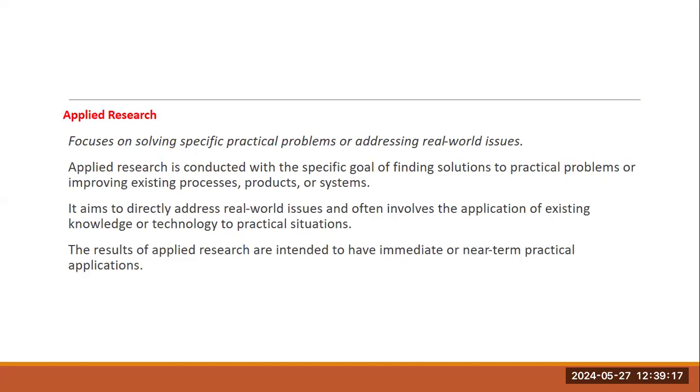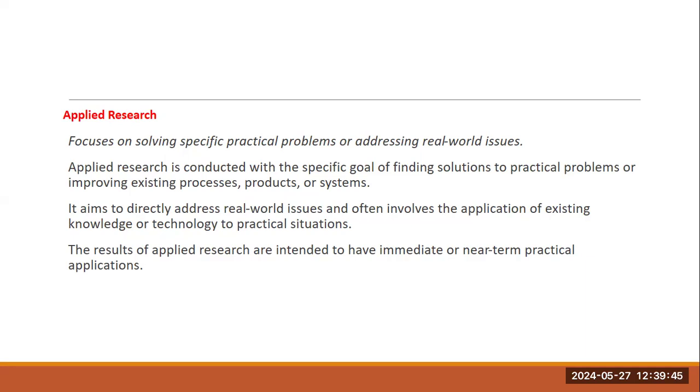Applied research focuses on solving specific practical problems or addressing a real world issue. Say, for example, a particular company has some problem and they want to initiate a research. Why are they doing the research? The objective is finding the solution to the particular problem of the company. Immediately after the research, they can apply the findings to get the solution to the particular issue. So that's applied research.